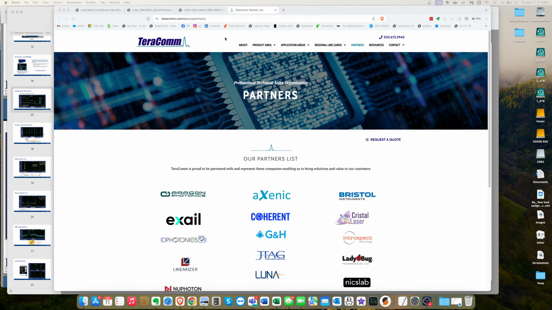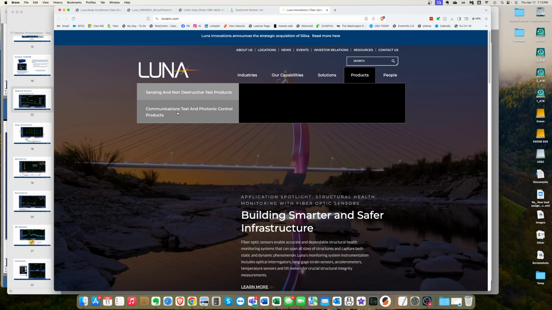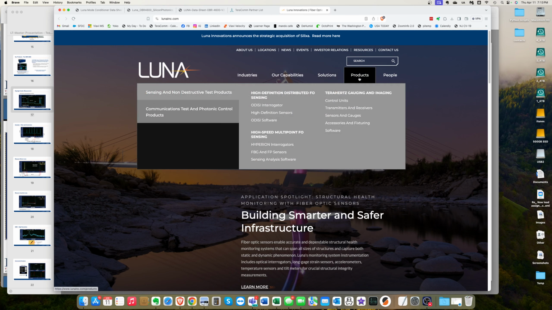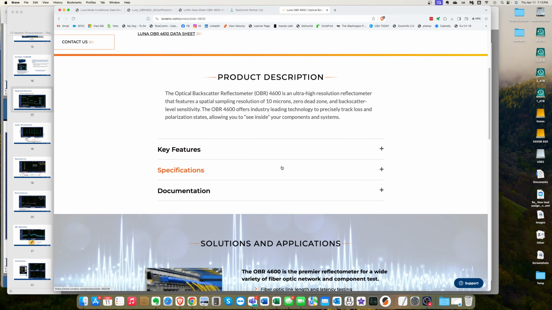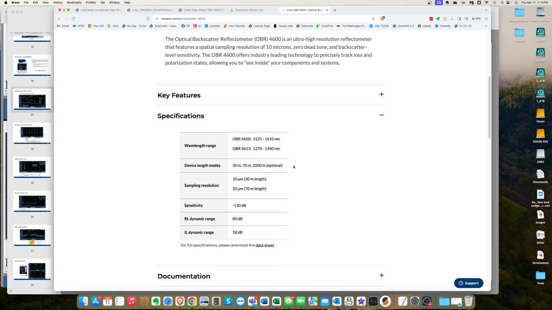Probably the easiest way to get to where we're going is to go to the Terracom web page, then click on Partners, and then click on Luna. Then you can go to the different products. We'll go to the OBR4600, and all the information is there, specifications, documentation. The two things we're going to worry about today are this sensitivity number and the dynamic range number. So let's talk a little bit about that.